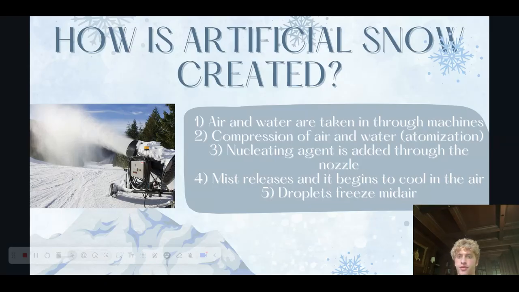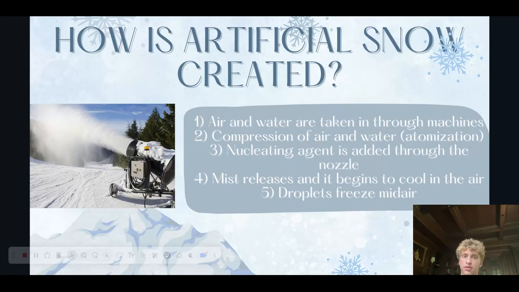For how artificial snow is created through snow machines, first, air and water are taken in through the machines. The water is usually taken from natural places like lakes or ponds. Then the air is compressed through an onboard air compressor, while the water is subjected to large amounts of pressure, leading to the liquid turning into small droplets. The air and water are now atomized.